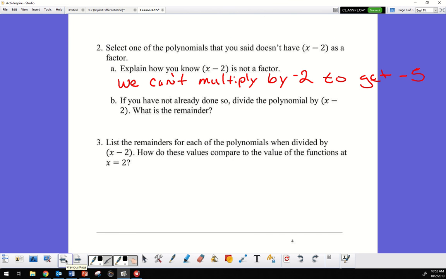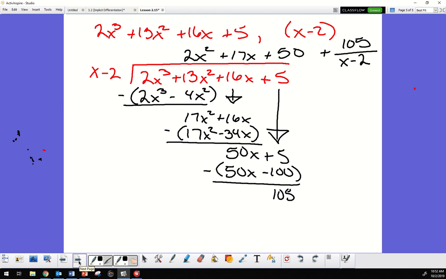All right, and the last one. I'll get back to it in a second. All right, list the remainders for each polynomial when divided by x minus 2. How do each compare to the values of the functions at x equals 2? List the remainders. So what I could do is I could just plug in 2 for each one. Now, for the one that we did, we're going to plug in 2 and see what we get. So right here, let's go ahead and just plug in 2. So that's what it's asking us to do here.